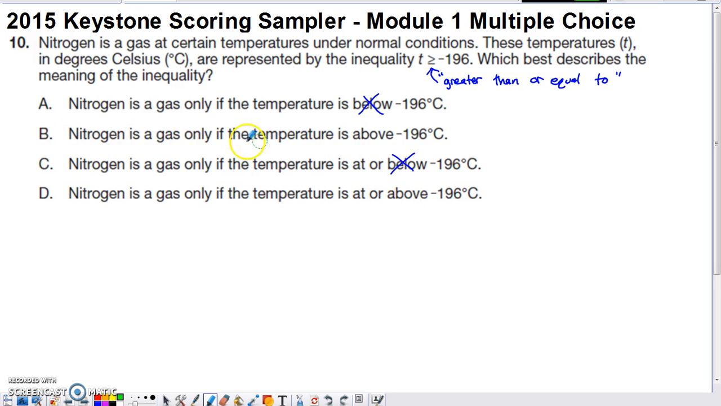This is close to being correct. The only thing that choice B doesn't account for is that nitrogen is still a gas if T is equal to negative 196, which is why we're going with choice C. Being at negative 196 is equal to it, therefore that's why we're picking D.